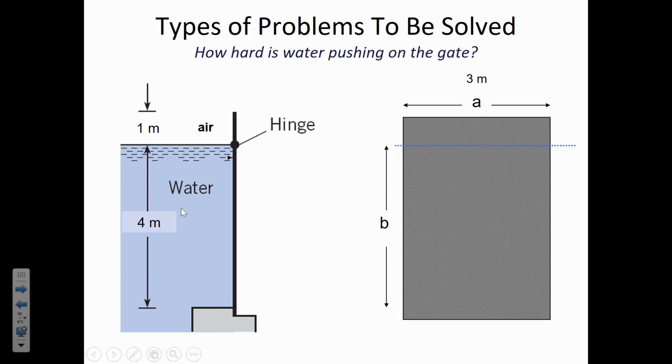And that's because the applicable forces only depend on how much of a certain shape is beneath the waterline. So it doesn't matter what's up here in the air. If we wanted to find out how hard is the water pushing on the gate, it just depends on how much of the gate is beneath the water. So it's the width of it and the height of it. And you'll notice that I've labeled the width A and the height B.